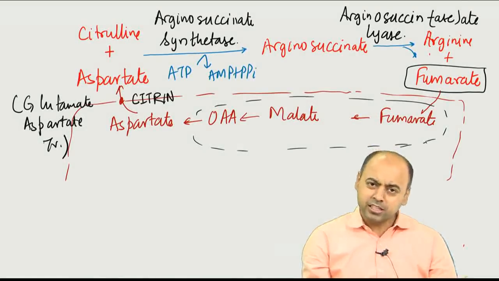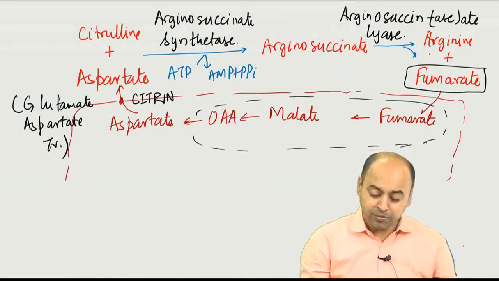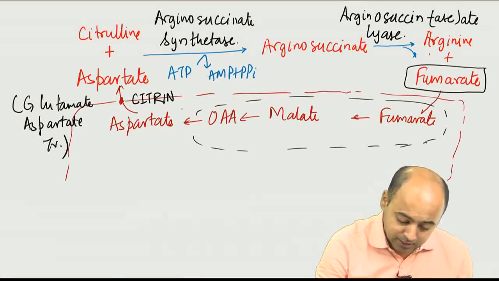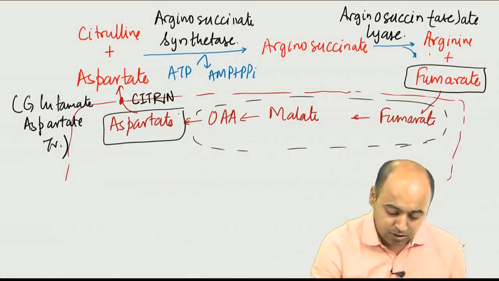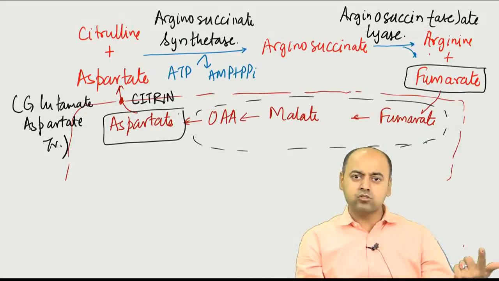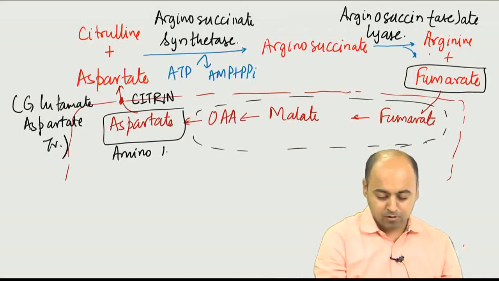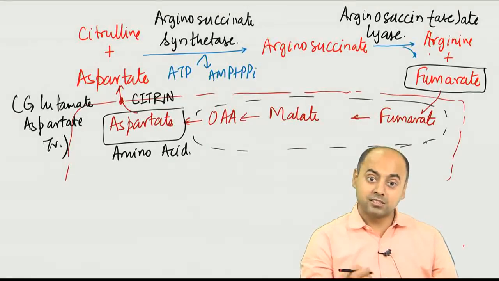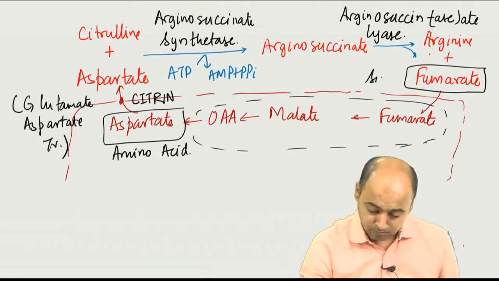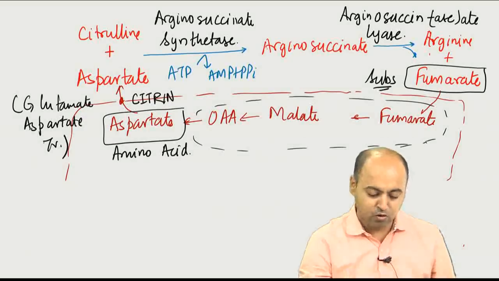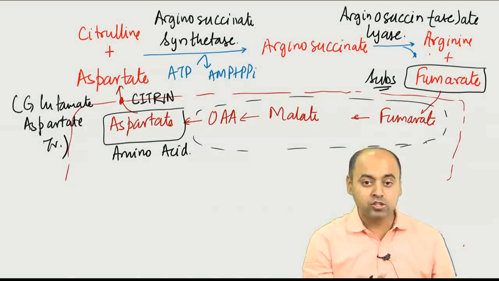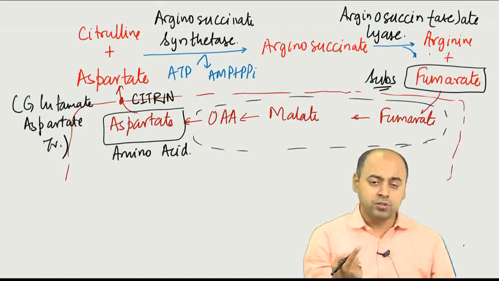However, sometimes they can ask you about amino acid. So remember, the fumarate is not an amino acid. In that case, the answer will become aspartate. If they ask about amino acid, the answer is aspartate. If they ask about the substrate, obviously the answer should be fumarate. We will only mark aspartate when they mention amino acid, otherwise the preferred answer will always be fumarate.